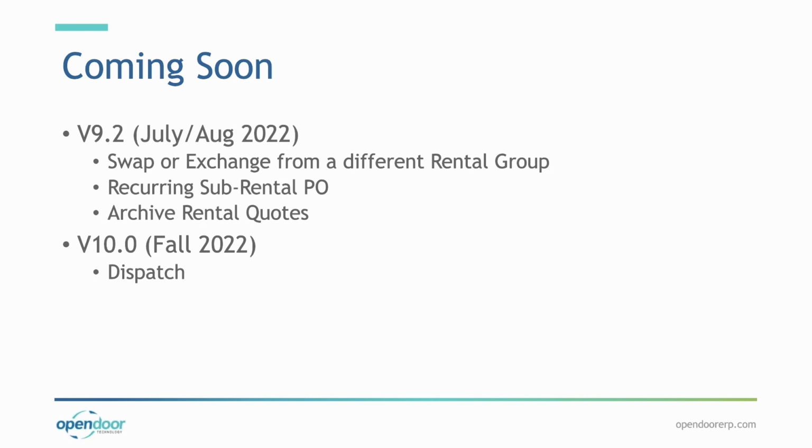And then fall 2022, we have dispatch coming. So the ability to manage the deliveries and pickups of the rental units and put them on trucks, assign drivers to trucks, assign loads to trucks, and different routes and that kind of thing. So that's coming in fall of 2022 in conjunction with the next major release of Business Central.